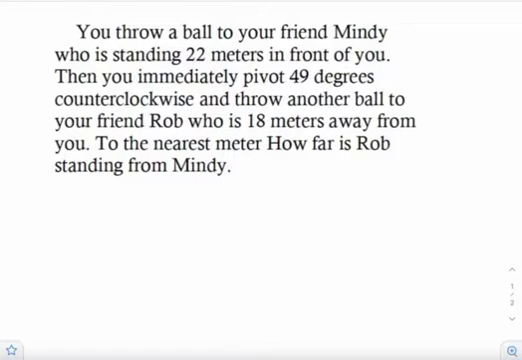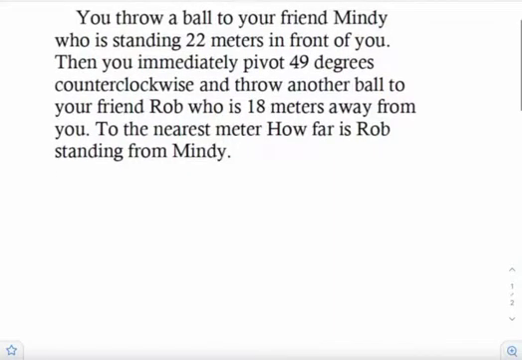So let's do our best to draw this. Okay, so I'm going to say that this is me right here. Directly in front of me is Mindy, and that's 22 meters. It's going to be a rough sketch, but this is a line of 22 meters.